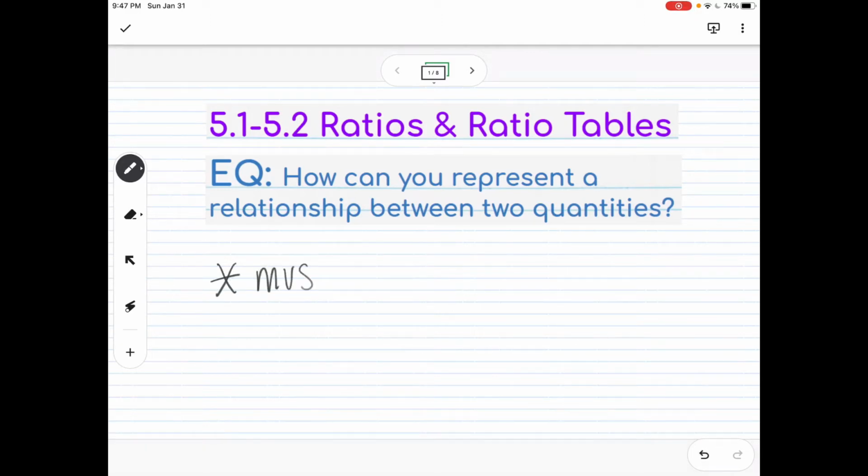I'm just going to give you a reminder that you must take notes while watching this video. They'll be a great resource to you. We are starting with two sections today. We are going to work on ratios and ratio tables. And today's essential question is, how can you represent a relationship between two quantities? And we will explain that right here on the next slide.